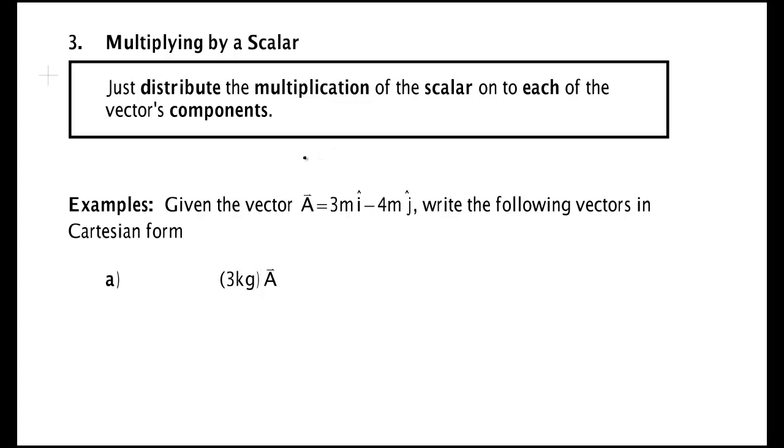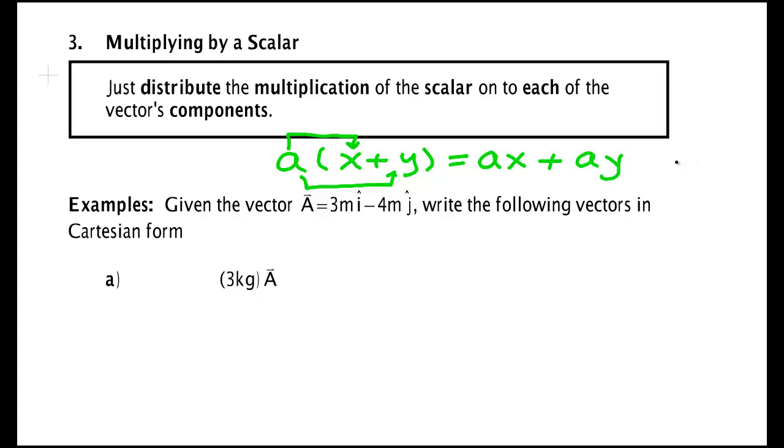So, for instance, in algebra, you probably had something like a times (x plus y). And what you would do is just say that, well, that's ax, where you distributed the a onto the x, and then you distributed the a onto the y. So it's plus ay. Well, that's exactly what you do. The only thing different is that this is going to be a component with an i hat, and this is going to have the y component and a j hat. But otherwise, it's just like a times x plus a times y.